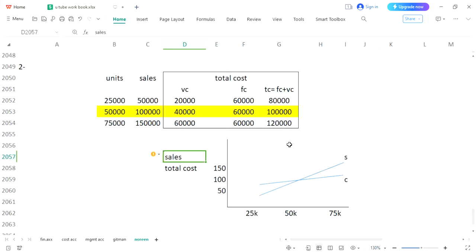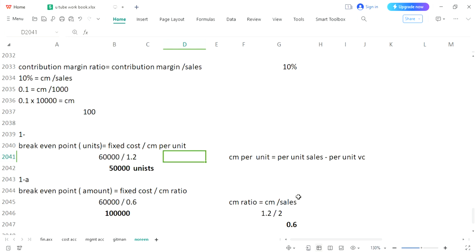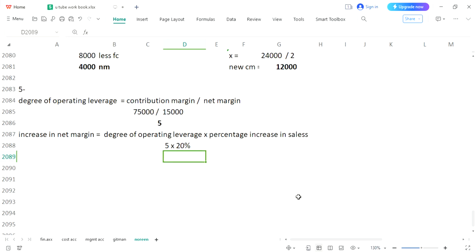Okay, let's go back, and I'm telling you where 20% is. This is your 20%. It was said that with some effort she can increase sales by 20%. This was degree of operating leverage, and 20% increase in sales is mentioned in the question. Degree of operating leverage 5, percentage increase in sale is 20. This way we can calculate increase in net margin.